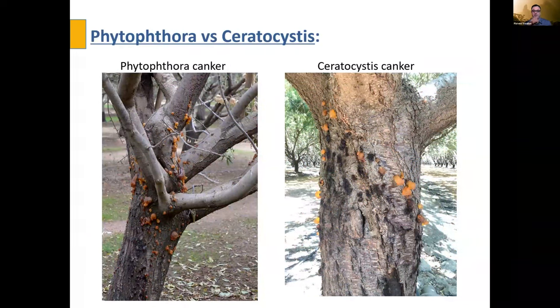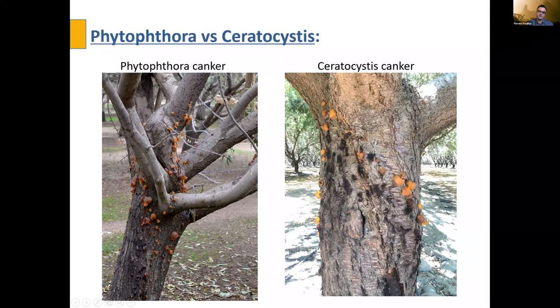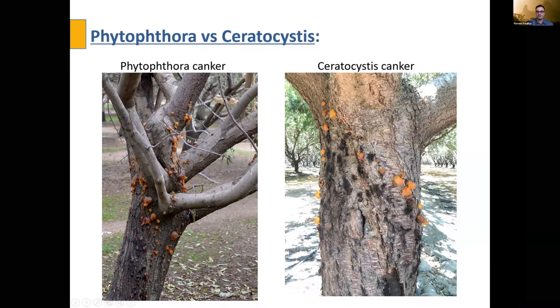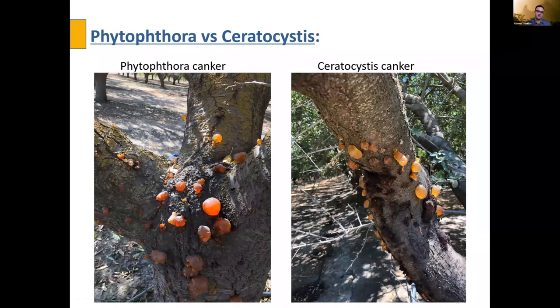The way to make an accurate diagnosis and separate Phytophthora canker from Ceratocystis is that with Phytophthora canker, the gumming pattern is usually throughout the infected area. This canker grows very, very quickly. An entire scaffold may be colonized with Phytophthora during a growing season. With Ceratocystis canker, the gumming pattern always occurs at the margin of the infection, and the fungus is a much more slowly growing species. Again, Phytophthora canker gums throughout the infection area, and Ceratocystis canker gums only at the margin.